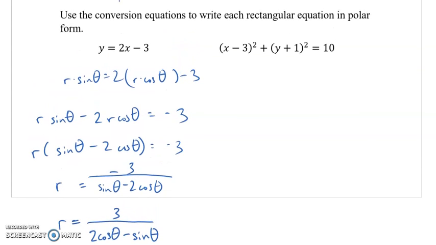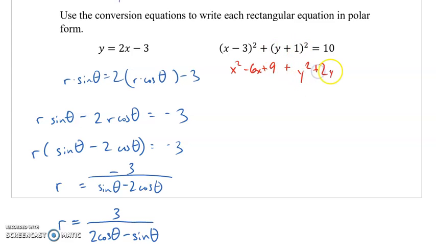All right, now we could do the same thing with this problem. Replace the x with r cosine theta, and we can replace the y with r sine theta. But I think I'm going to hold off on that on this one. It just seems like it's going to get a little bit messier before it gets better. So perhaps I'm going to do a lot of my algebra in rectangular form first. If I square this out, I get x squared minus 6x plus 9. And if I square this out, I get y squared plus 2y plus 1.